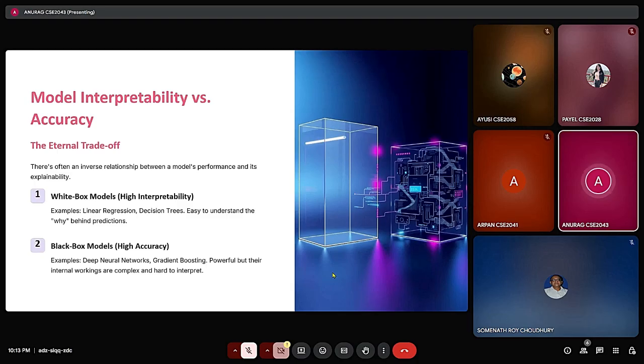I'll be talking about model interpretability versus accuracy. In machine learning, there is often a trade off between understanding a model and getting the best possible accuracy. White box models like linear regression and decision trees are easy to interpret, in which we can clearly see why they made a prediction, but they may not always give top performance. Black box models like deep neural networks and gradient boosting often produce higher accuracy but are harder to explain. Choosing between them depends on the application and the need for transparency.